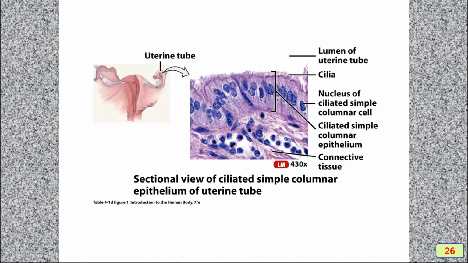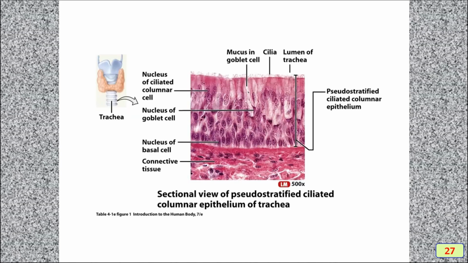So the epithelium of the intestine. Then whenever the ovum comes to that position, it should be having life. So this is the photo of pseudostratified ciliated columnar epithelium of the trachea.